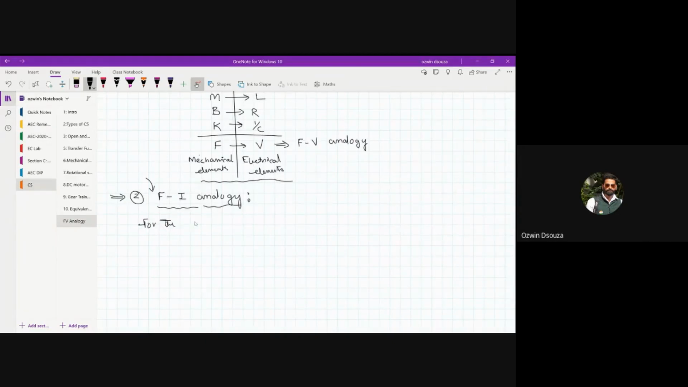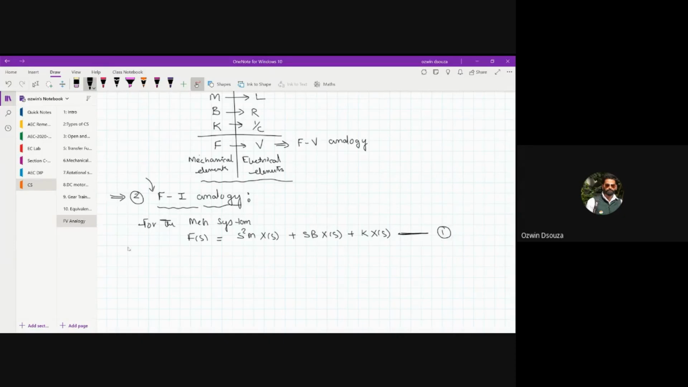So for the mechanical system, let me write directly in Laplace domain because we have already written the description. F of s is equal to what? S square m into x of s plus s b into x of s plus k into x of s. Okay, let us consider this as equation 1.